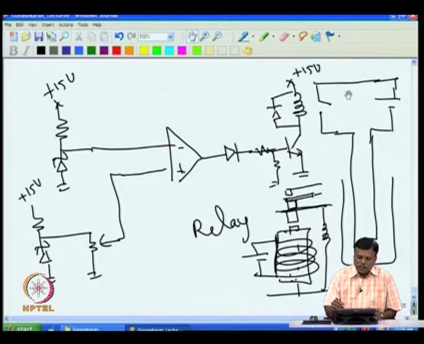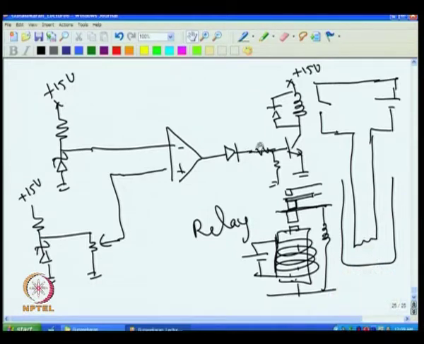The other way around, if I apply a voltage here, the transistor will conduct and current will flow through this, which makes the contact close. Then current will flow, the heater will get the power and start heating. If I remove the voltage, setting this to 0, no current will flow through this, the relay contact will open, and the heater is off. So we can switch the heater voltage on and off using a relay instead of a transistor.